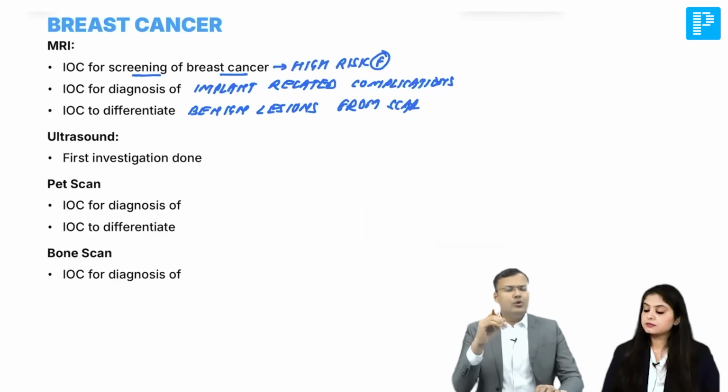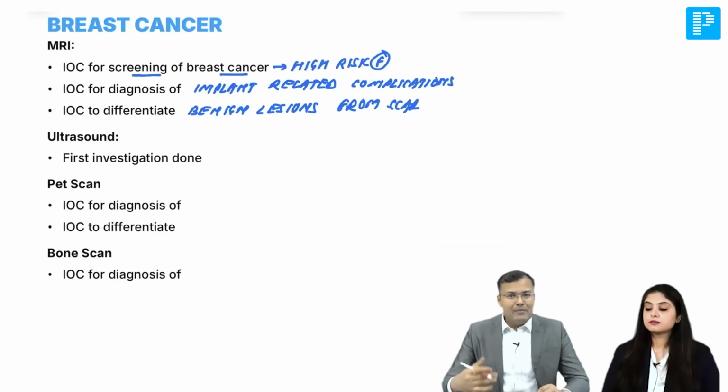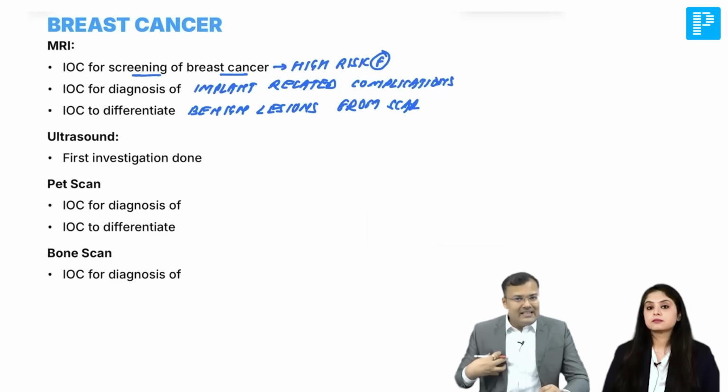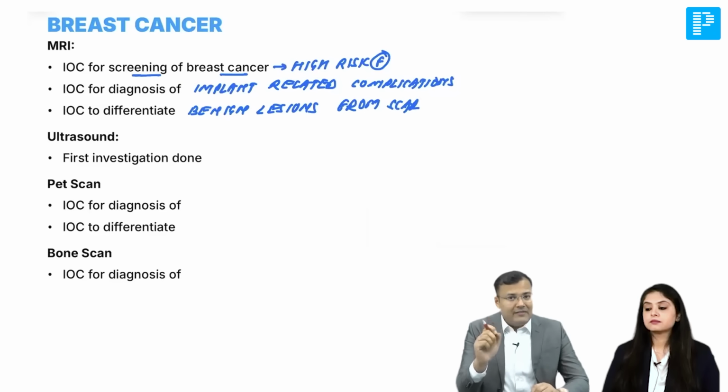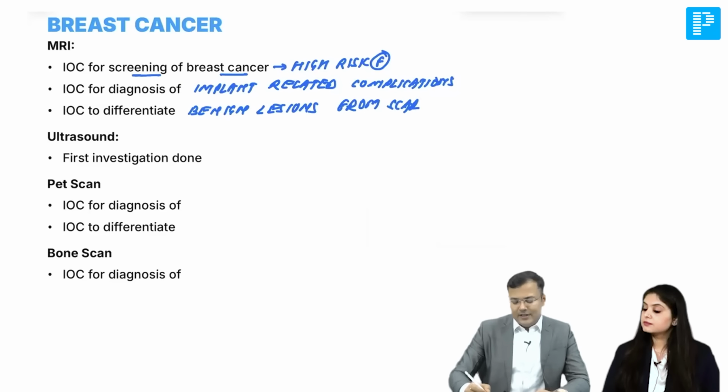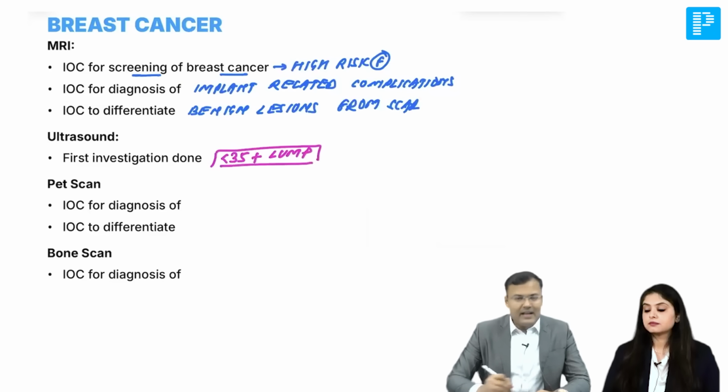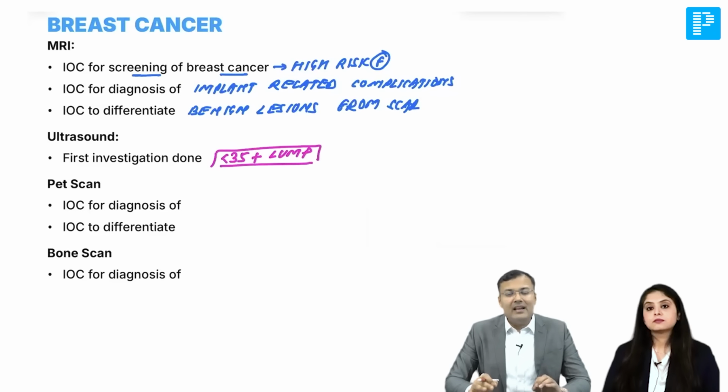Next, you know, mammography is not very sensitive for young females. Why? Because young females have dense and glandular breasts. That's why if you see mammography of young females, most of the areas are black. So what is the first investigation in a young female, age less than 35, who has a lump?